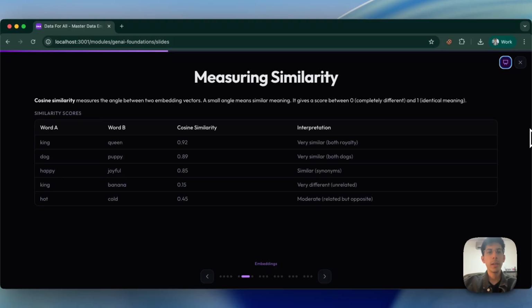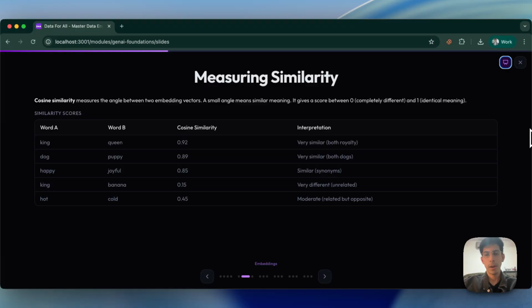So, how do we actually measure if two embeddings are similar? This is where cosine similarity comes in. Picture two arrows pointing from the center of a circle. If both arrows point in almost the same direction, the angle between them is small, and the cosine similarity is close to 1, meaning the words are very similar. If the arrows point in completely different directions, the angle is large, and the cosine similarity is close to 0, meaning the words are unrelated.